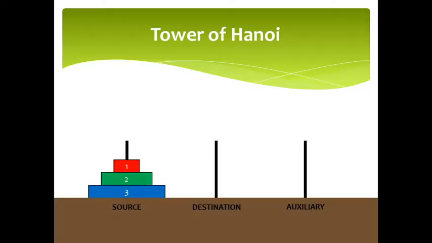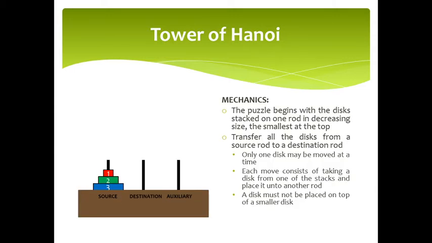The Tower of Hanoi is a mathematical game or puzzle consisting of 3 rods and a number of disks of varying sizes. In the Tower of Hanoi setup, it usually begins with disks stacked on one rod in decreasing size, with the smallest disk at the top of the stack. The objective of the puzzle is to transfer all of the disks in the stack to a destination or target rod, but with the following constraints.